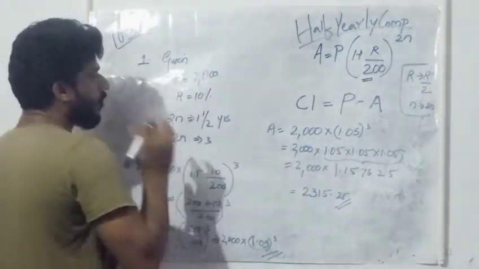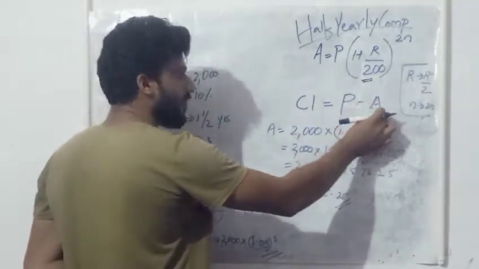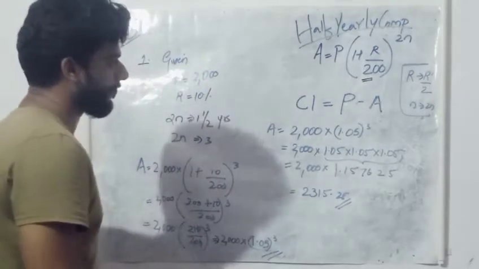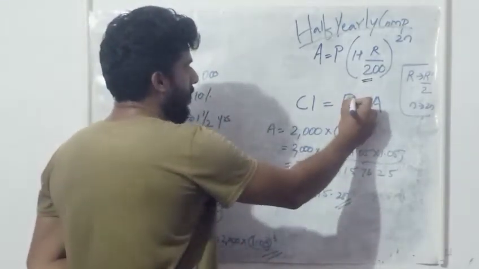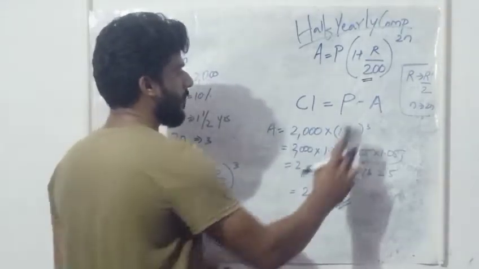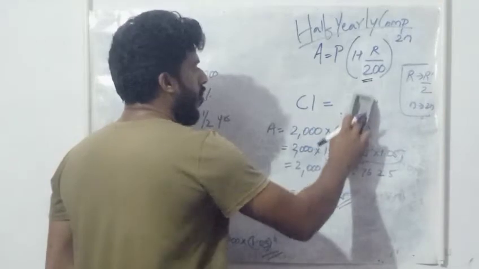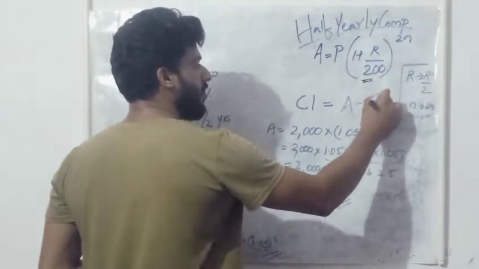We need to find our compound interest. What is the equation of compound interest? Sorry, it is amount minus principal. There's a small mistake in the equation. It's not principal minus amount, it is amount minus principal. That was my mistake.